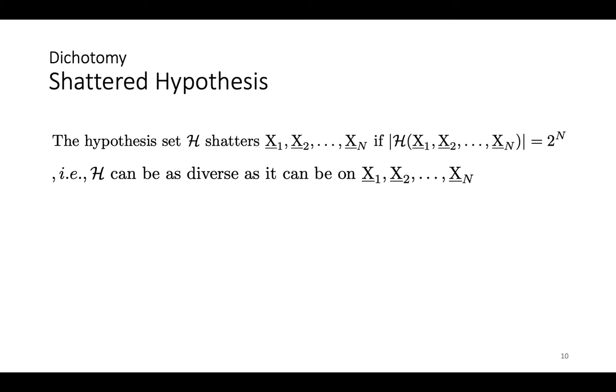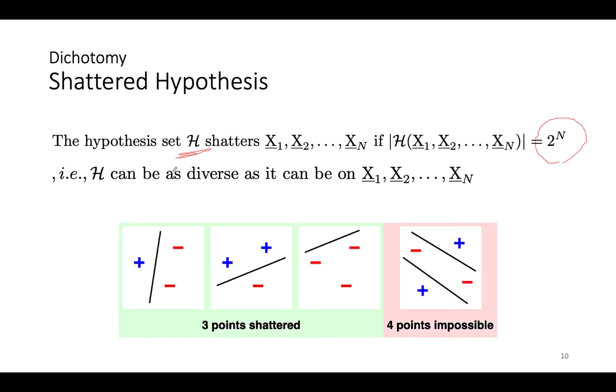Before that, let's have another definition. We can have a shattered hypothesis: if the hypothesis set H has exactly 2 to the power of n dichotomies, we say that the space was shattered by that hypothesis set. So this is another definition for that. Let's see why. I'll go back to this example.